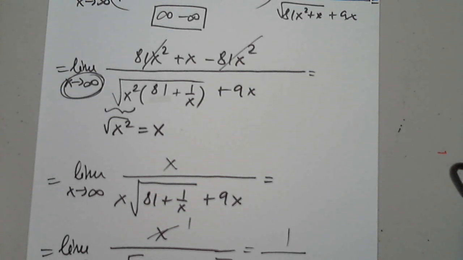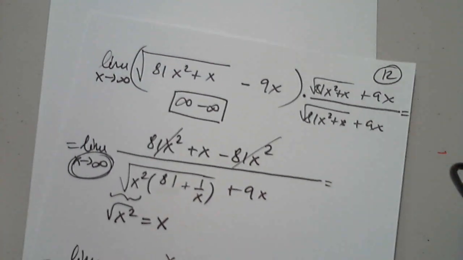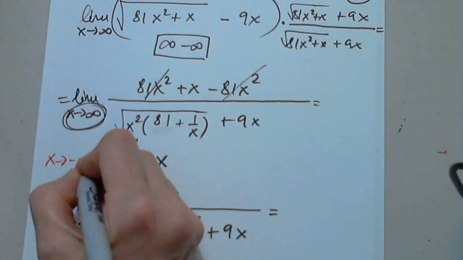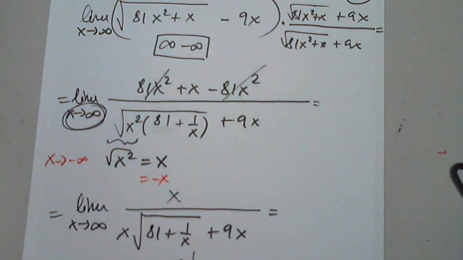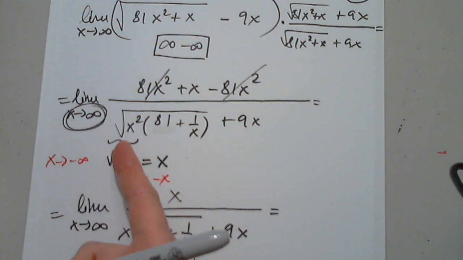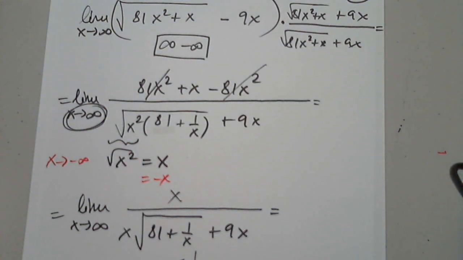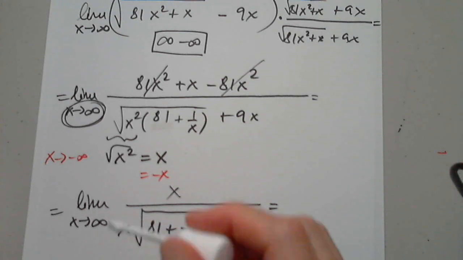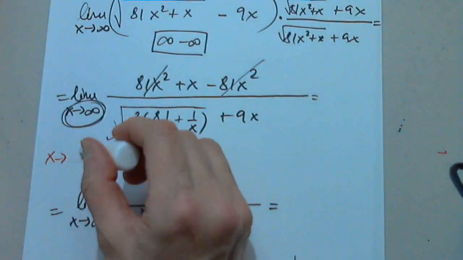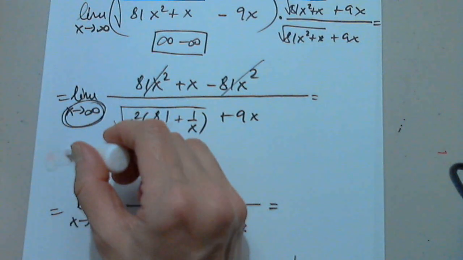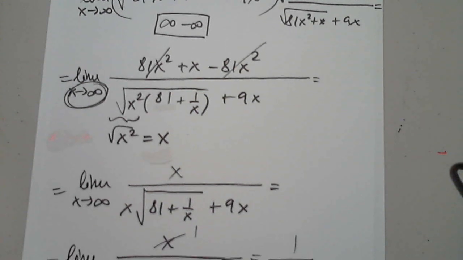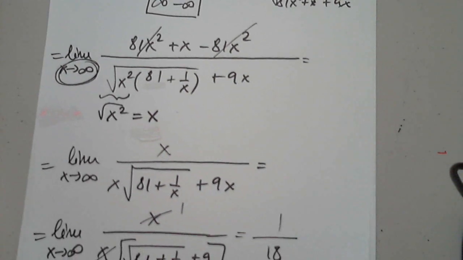Good. Anything else? Other questions? Anything else you want to work on? Now, remember that if x approaches negative infinity, this will equal negative x. And you have to put in negative x. So maybe I should remove this so it's not confusing. I'm hoping that you're going to look at this again. Good. Other questions here or anything else?